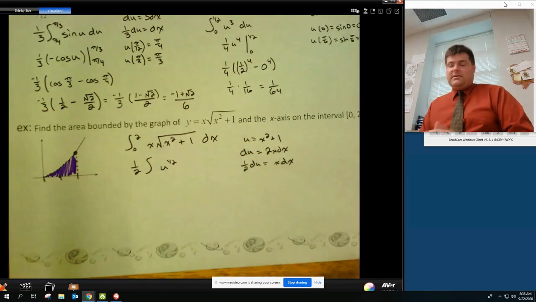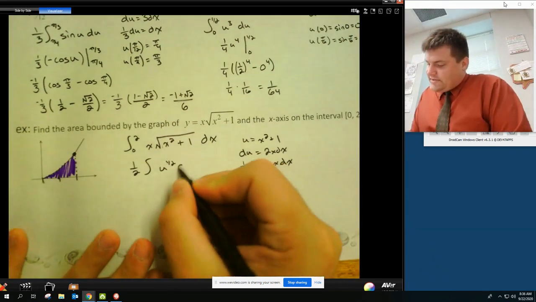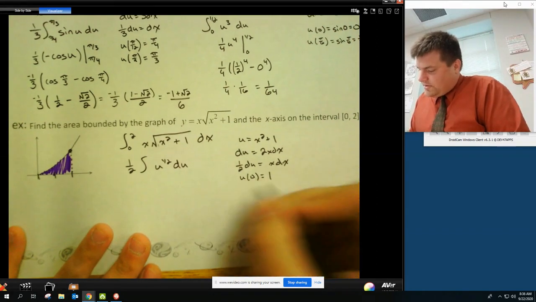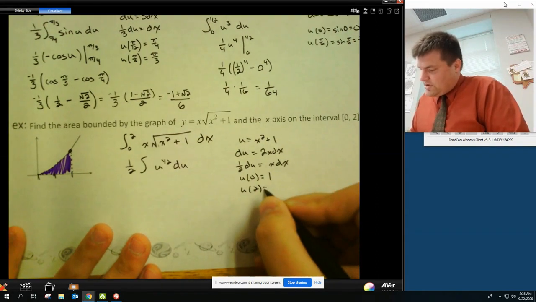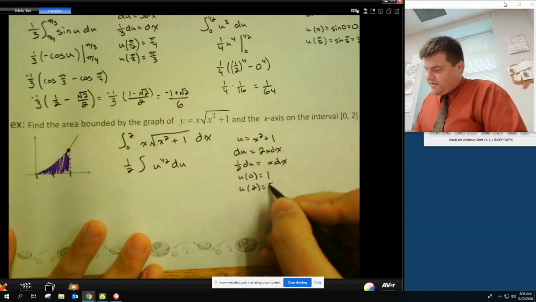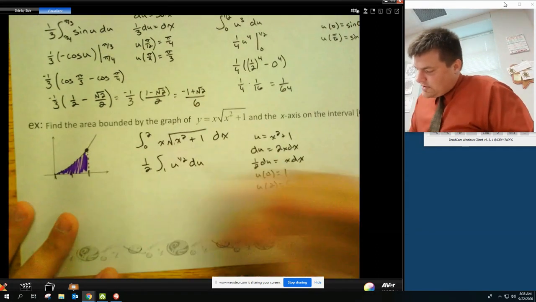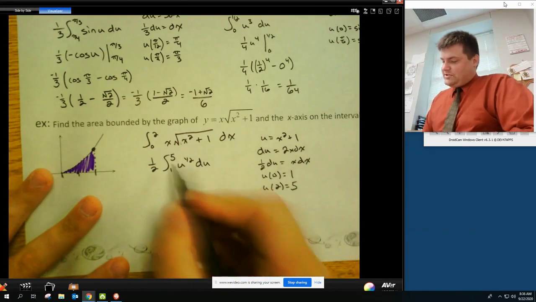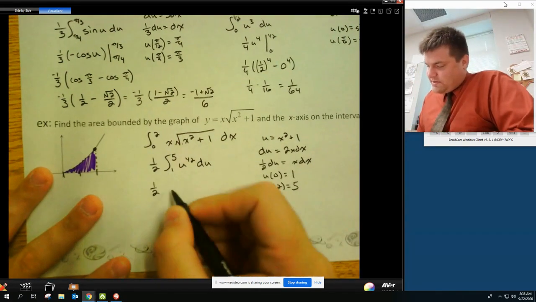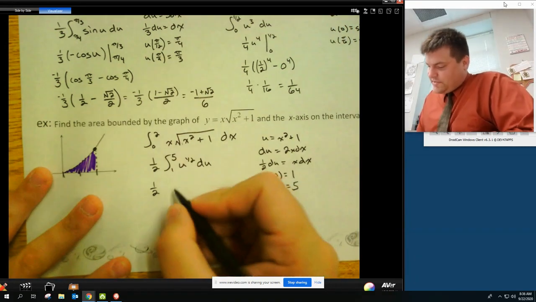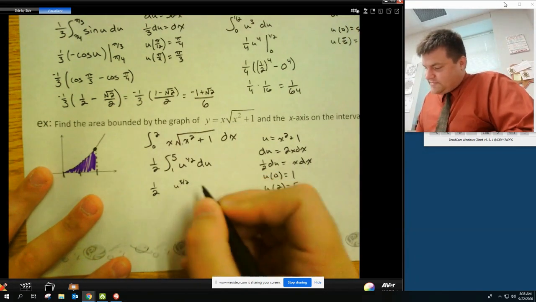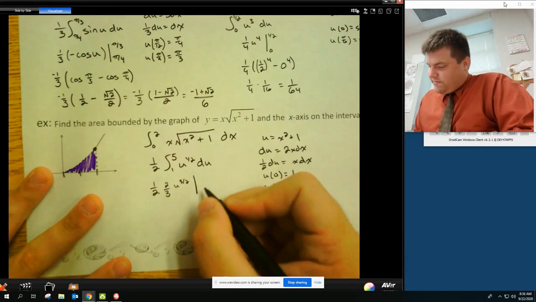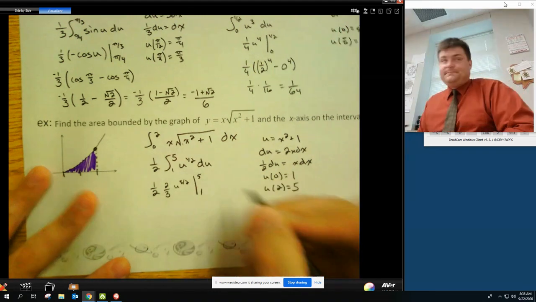I'll just put that as an exponent. du, if I plug in a 0, I'm going to get 1. If I plug in a 2, I'm going to get 2 squared plus 1 is 5. So we go from 1 to 5. Answer here not going to be too pretty, but let's just go with it. So we're going to get 1/2. Antiderivative of that is going to be u to the 3/2. We divide by that, so it's going to become 2/3 times that. Evaluate that from 1 to 5.